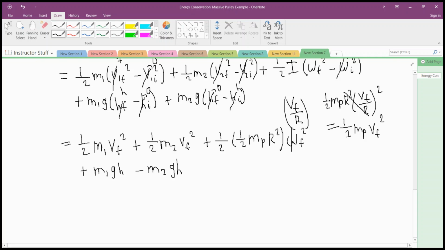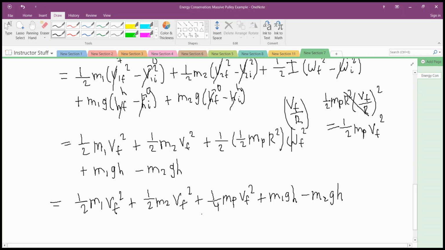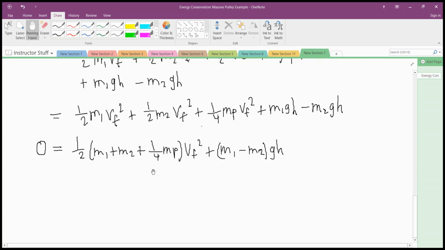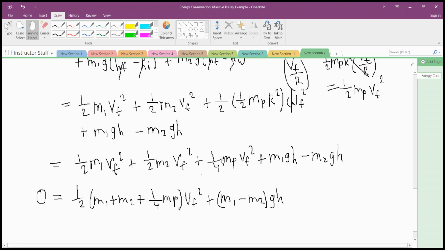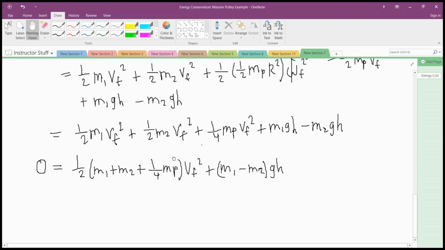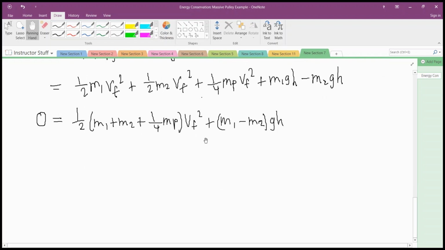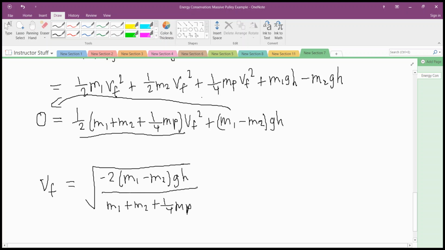Our conservation of energy equation then becomes this, and then we can simplify by combining like terms together, and the following expression results. The 1/4 comes from multiplying the 1/2s together. So the 1/2 here and the 1/2 there, if you were wondering where that came from. And now we can solve for final velocity. Just move that term over to the left-hand side and divide by that term. And we get the final velocity.